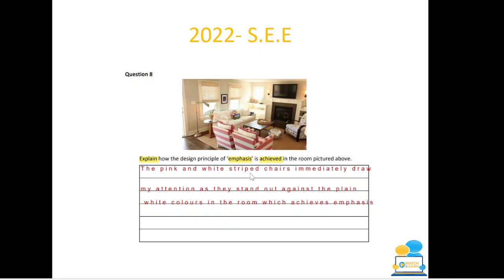So I've stated the pink and white chairs, I've explained it, and then I've given the example. Okay, but you could have talked about the black chair, you could have talked about the TV, you could have talked how the white sofa stands out in comparison to the pink chairs and the black chair. So it's totally up to you once you are able to back it up, okay? But this question will be super important to use the SEE technique.